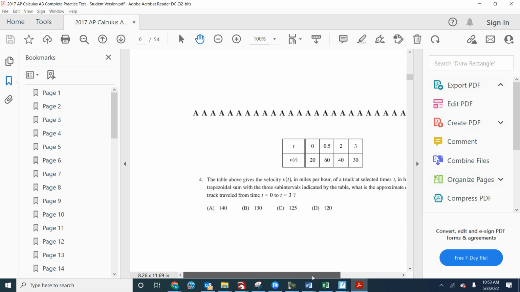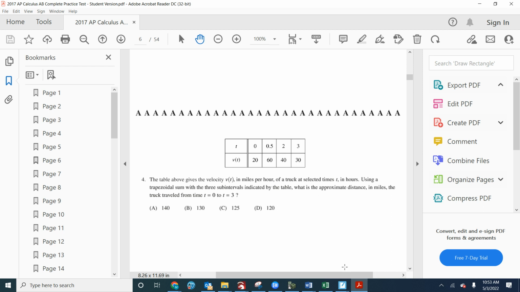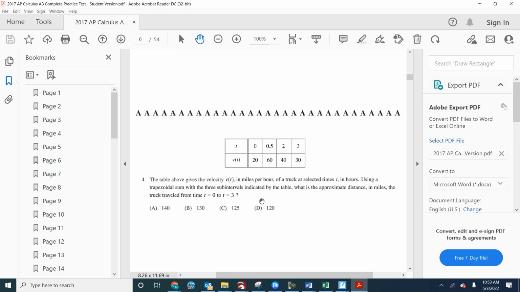Avery, would you look at this? Using a trapezoidal sum with 3 subintervals, what is the approximate distance in miles the truck traveled? Now, distance it traveled, that's kind of a red flag to me to say total distance traveled. So the first thing my eyes get drawn to is, are there any negatives? Well, it's a truck. It's not going to have negative velocity, but they may do a negative velocity, not with a truck, but with something.